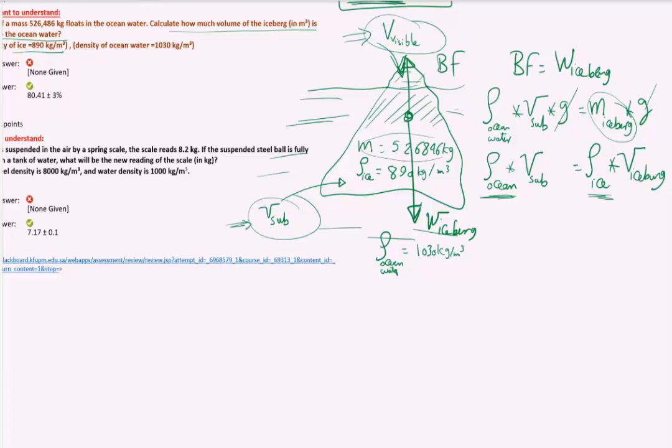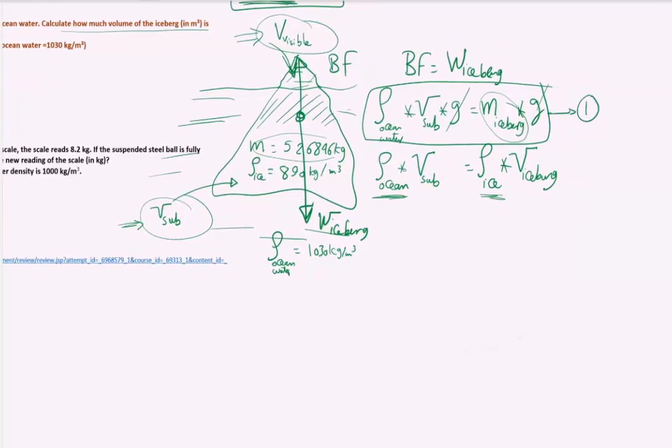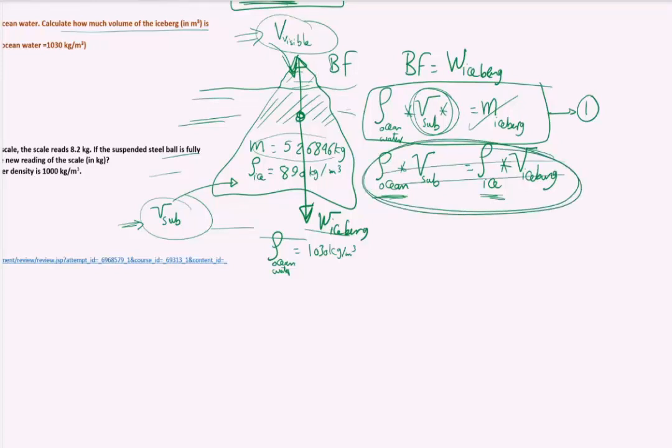So we can say this first equation is equation number 1. We can solve equation number 1. Of course, g will be removed with g. The mass of the iceberg is given, the density of the ocean water is given, so I can calculate the submerged volume. So I don't need the second part here. I don't need it. Okay, you can cancel it here. So the density of the ocean is 1030 times V submerged, which I don't know, equals the mass of the iceberg, 526846.